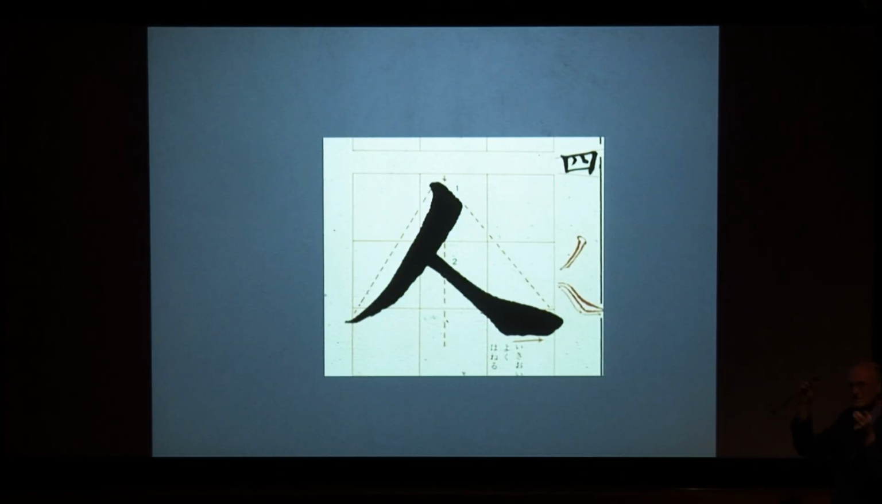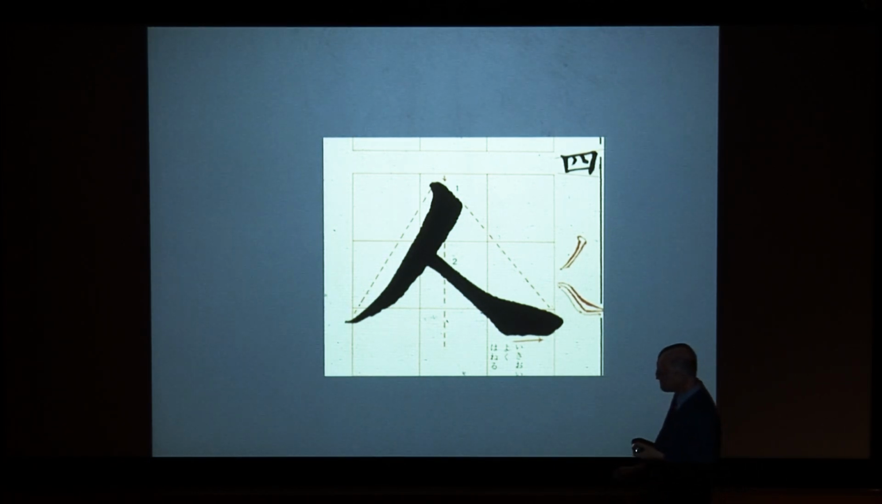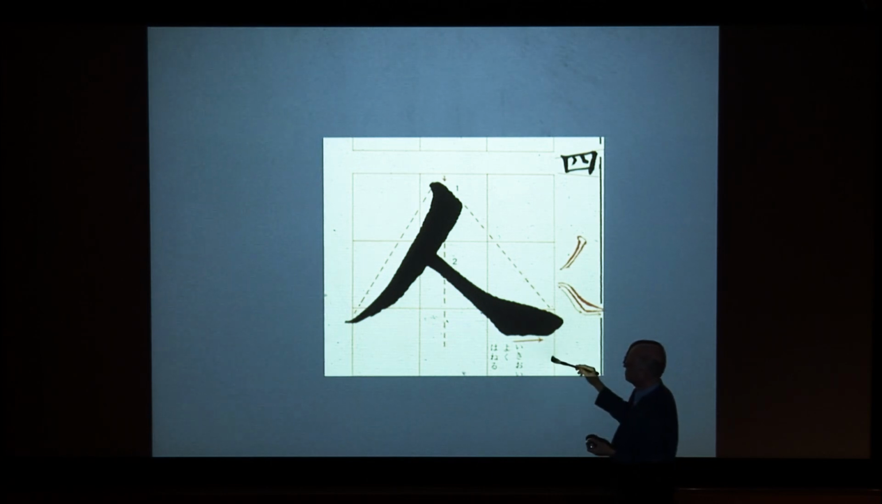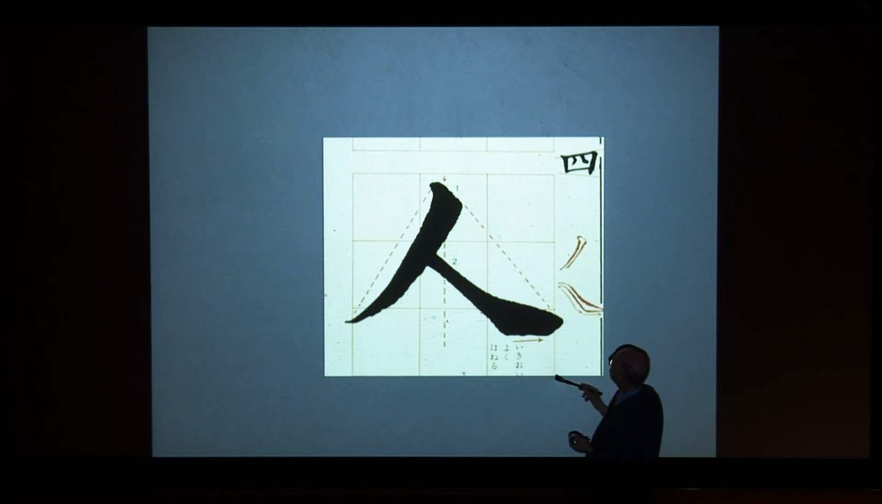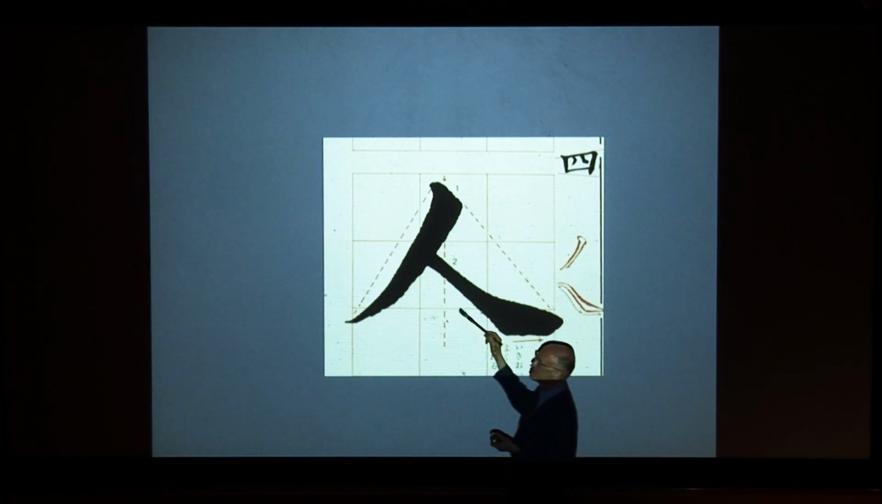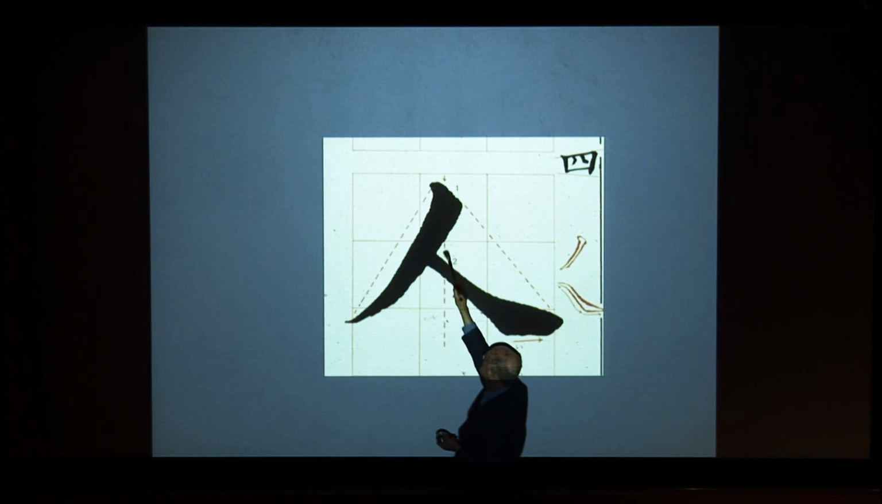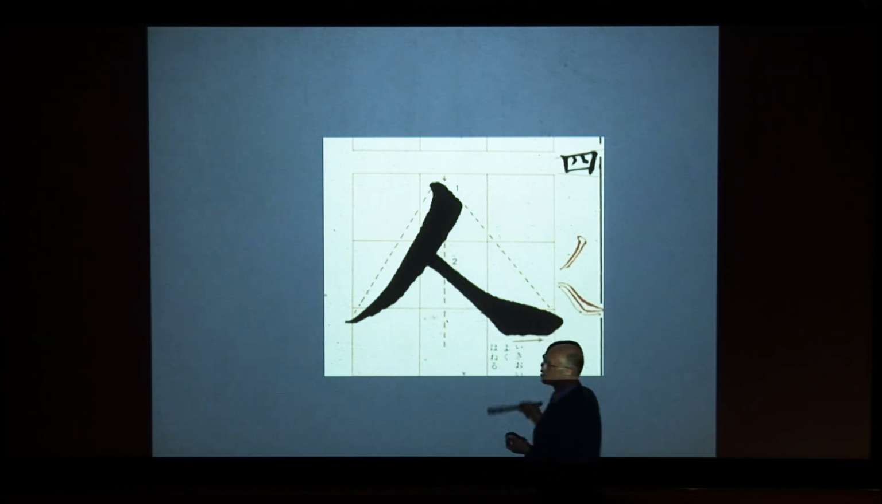Now, after thinking about the overall layout of a piece of calligraphy, you can attend to the structure of the individual characters. Let's work with standard script. It's a little bit easier to describe. Now, when you're learning to write calligraphy, you're often given gridded sheets like this to help you get your bearings. And to write even the simplest character, like this one, ren, man, it's just 2 strokes.